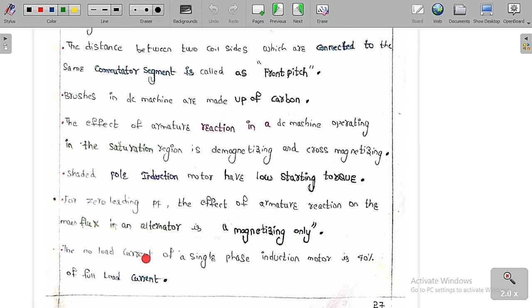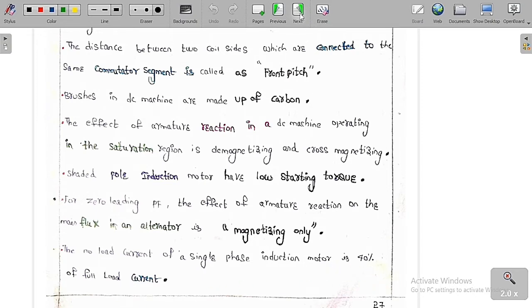The no load current of a single phase induction motor is 40% of full load current. I have already told you the no load current of a single phase induction motor is nearly 30 to 50%. Take a value between them, it is 40% of the full load primary current. So the no load current of a single phase induction motor is 40% of the full load current.